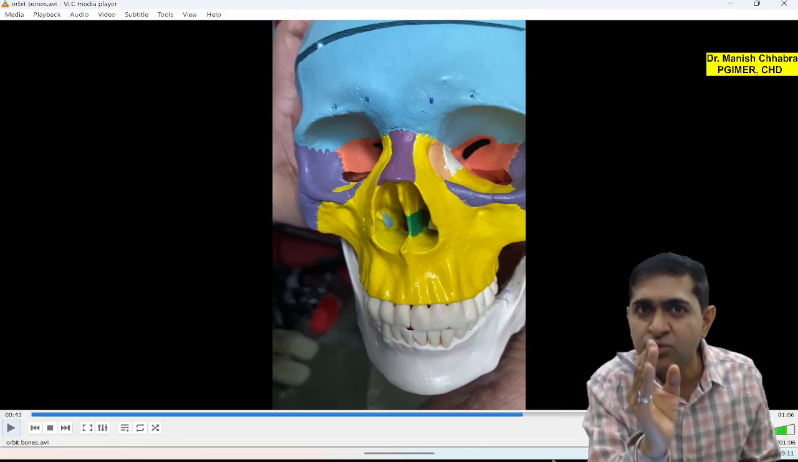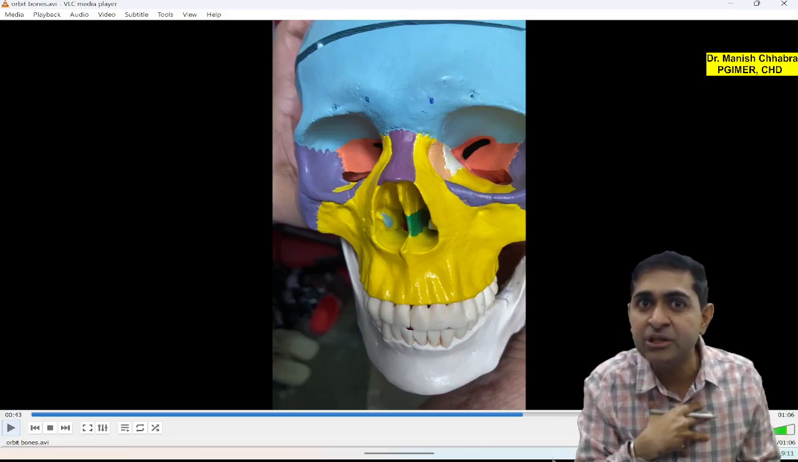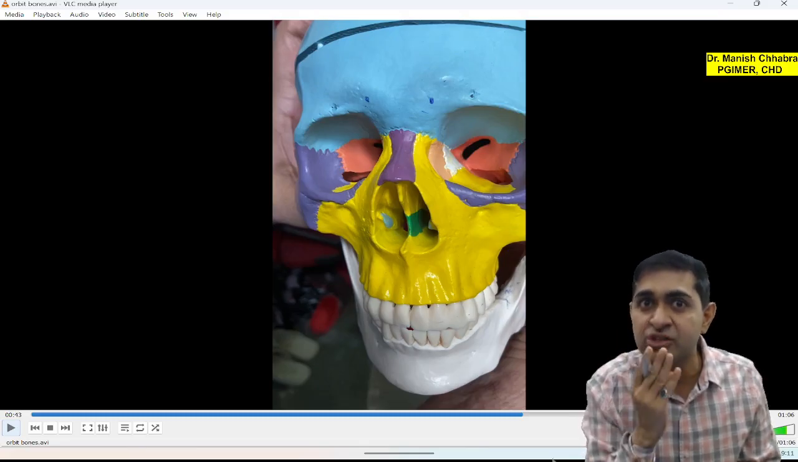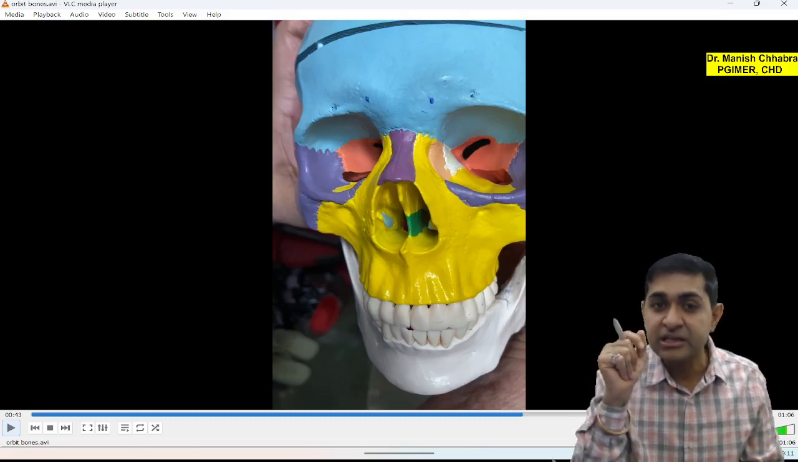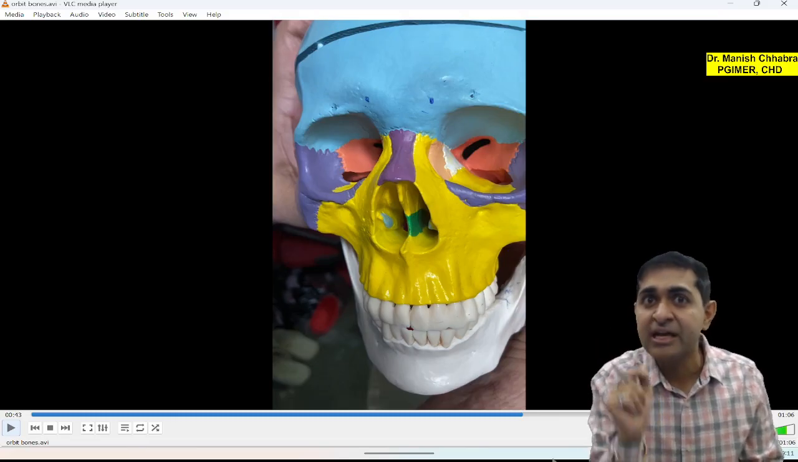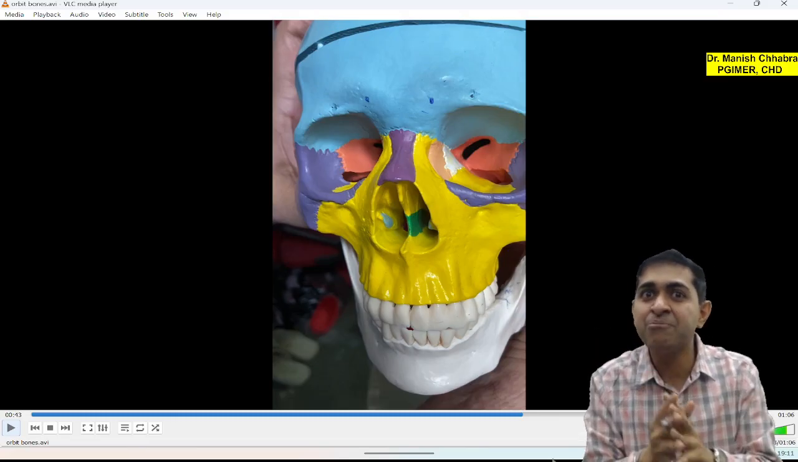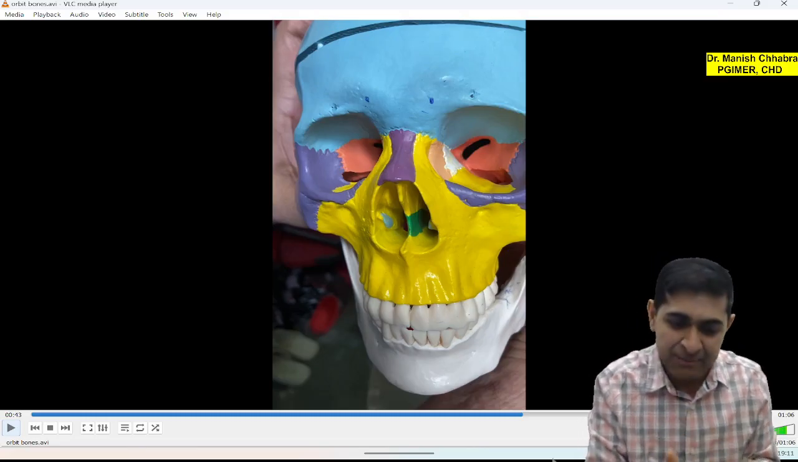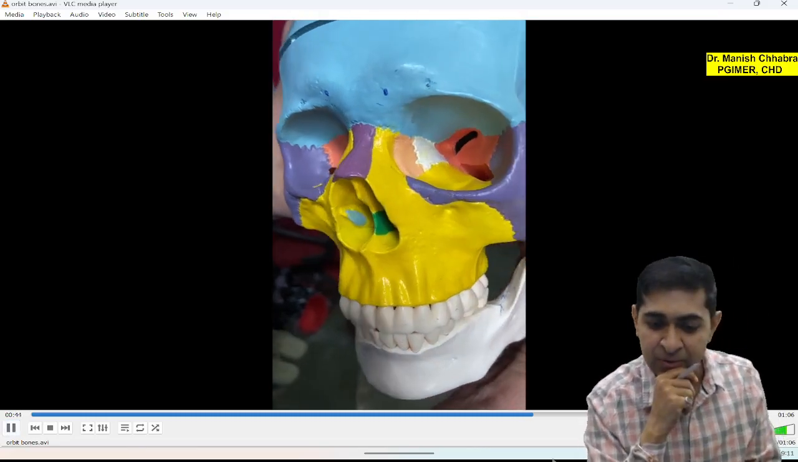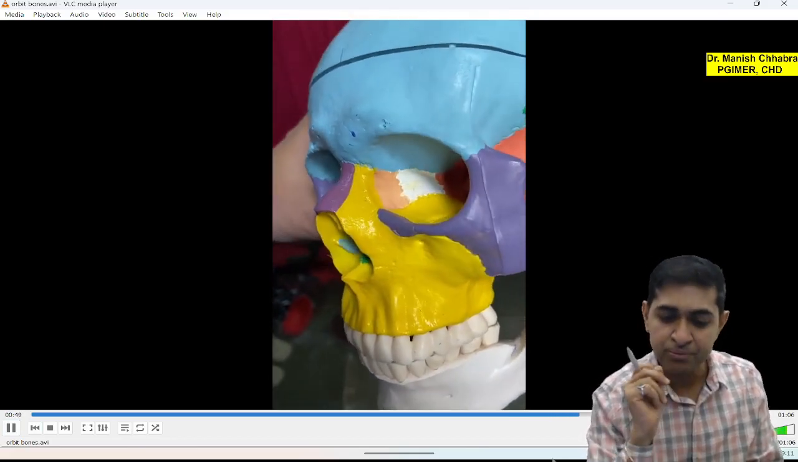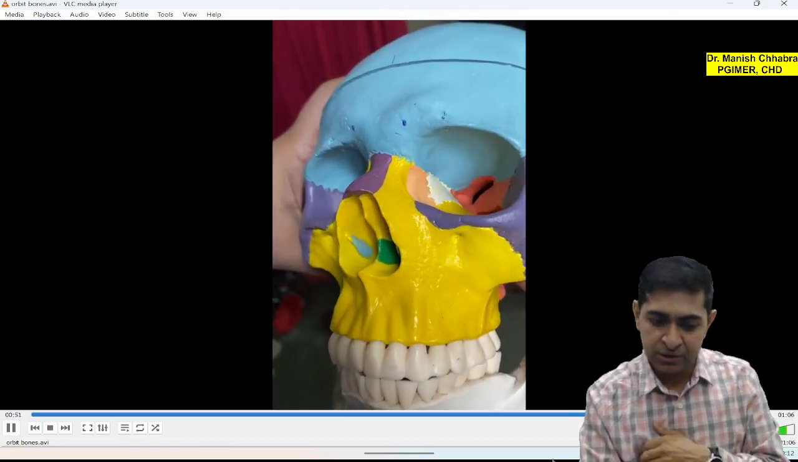Now carefully see and tell me, the superior orbital fissure is bounded by which structures? Easy, it is the lesser wing of sphenoid and the greater wing of sphenoid. So that is a very important question. Now I think you are able to easily make out the superior orbital fissure.